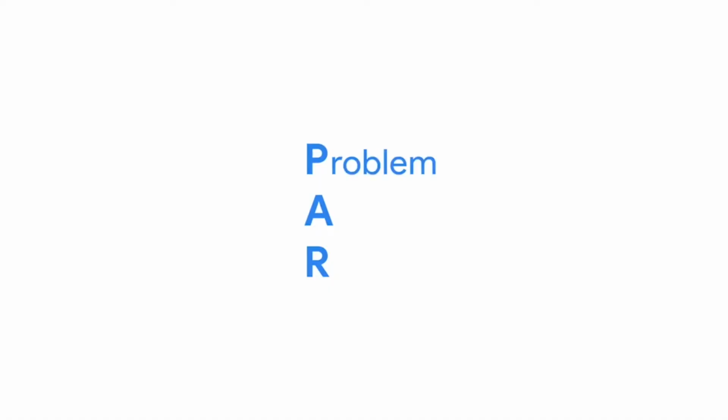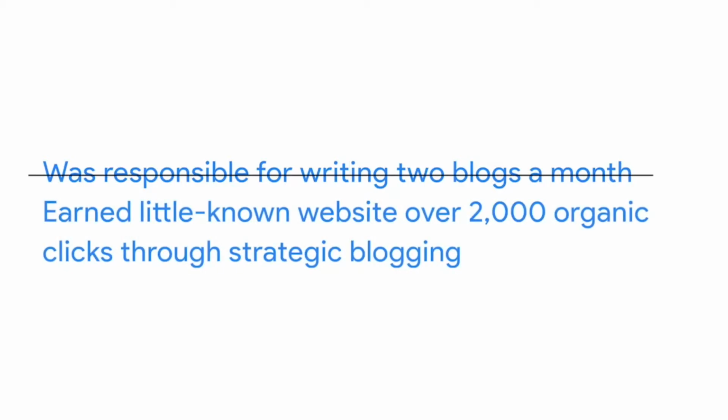One strategy you can use in your summary and throughout your resume is PAR, or PAR statements. PAR stands for problem, action, result. This is a great way to help you write clearly and concisely. So instead of saying something like, was responsible for writing 2 blogs a month, you'd say, earned little-known website over 2,000 new clicks through strategic blogging. The website being little-known is the problem. The strategic action is the strategic blogging, and the result is the 2,000 new clicks.